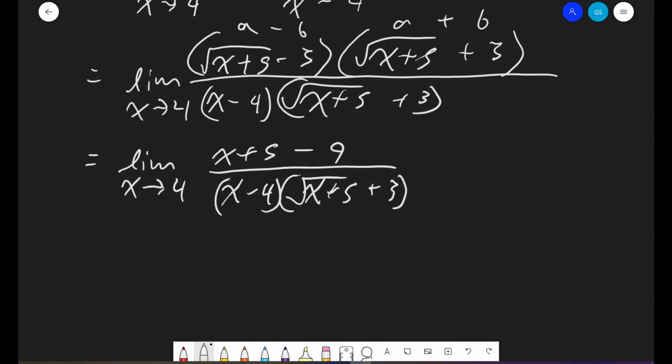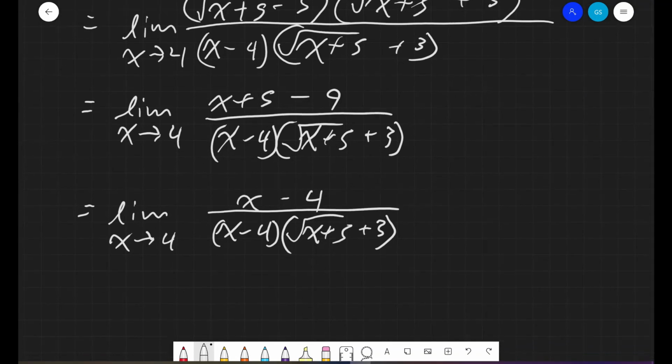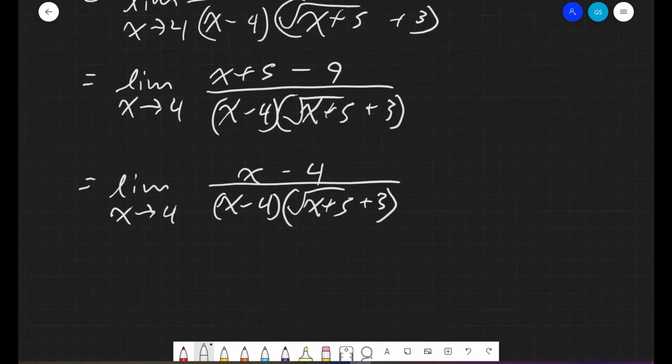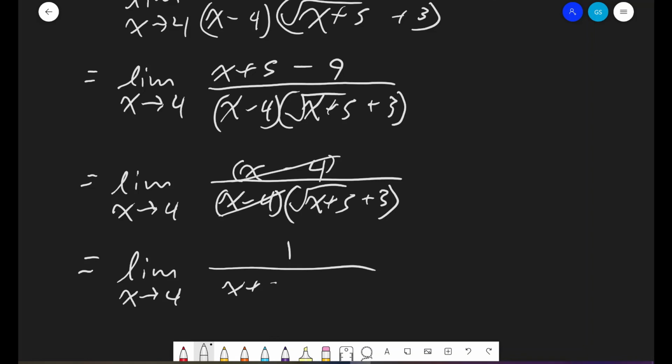And then the limit as x approaches 4. X plus 5 minus 9, that's just x minus 4. X minus 4 again, times root of x plus 5 plus 3. Sorry, not root 3. Root of x plus 5, plus 3. And we can see something here. We can just cancel this x minus 4 out, because it's in the numerator and also in the denominator. So we just get the limit as x approaches 4 of 1 over root of x plus 5, plus 3.